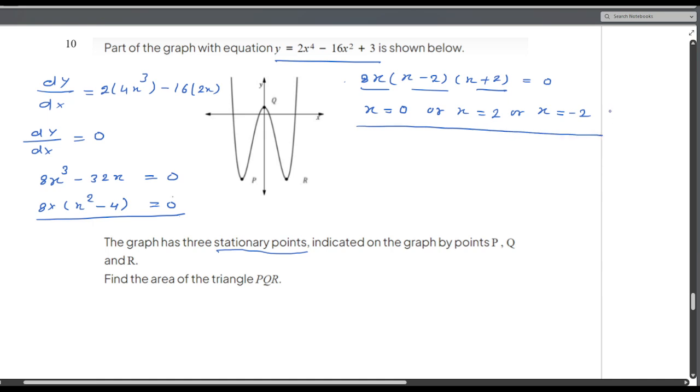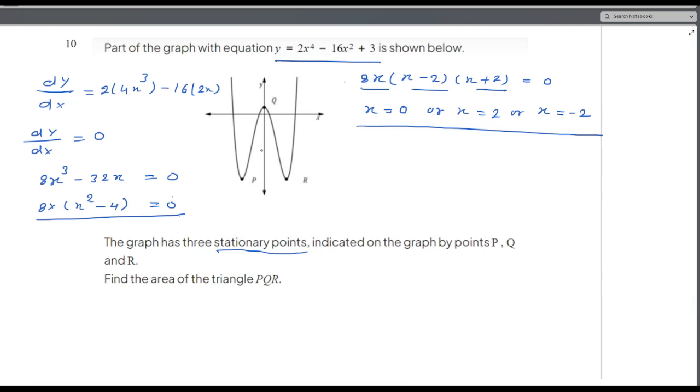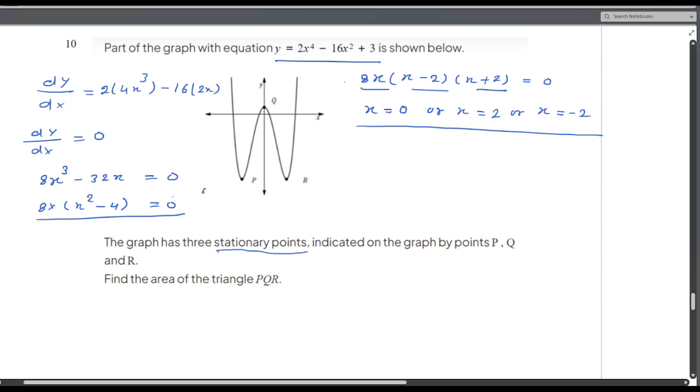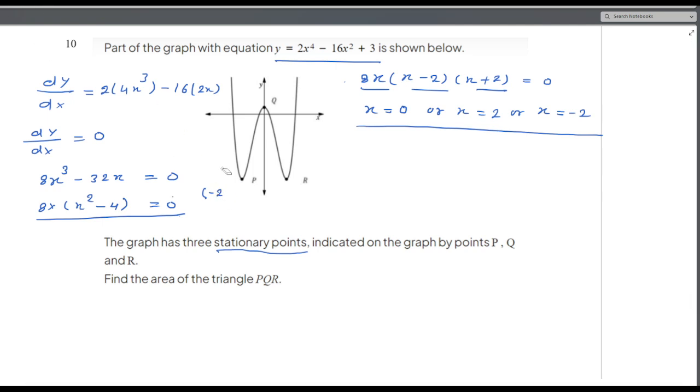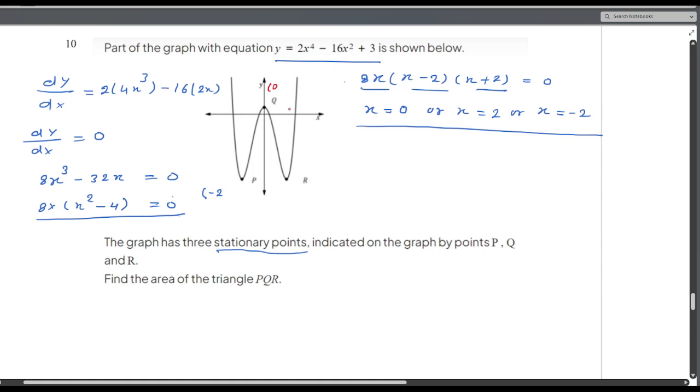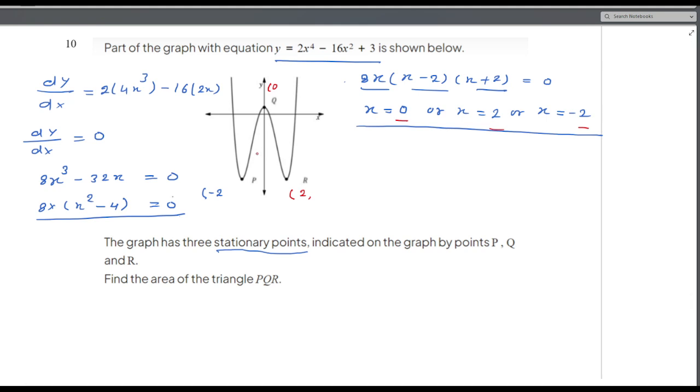Okay, so x is 0 or 2 or minus 2. Here, if you see this diagram, at point P the value of x is going to be minus 2, right? At point Q, the value of x is going to be 0, and at point R, again the value of x will be 2. 3 points and their x coordinates are here. From the graph I can identify which is minus, which is 0, which is positive value.